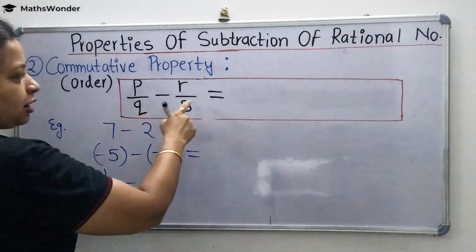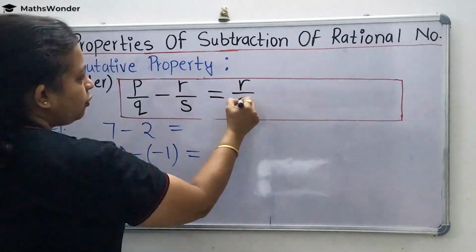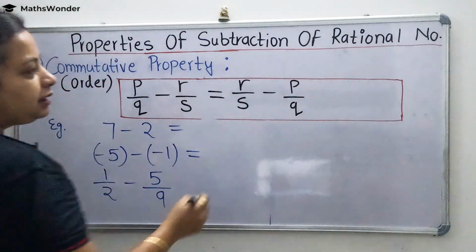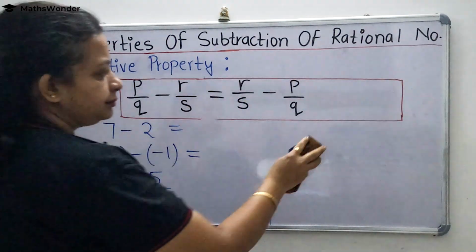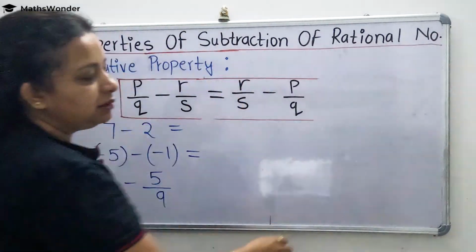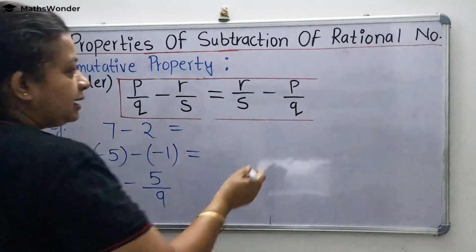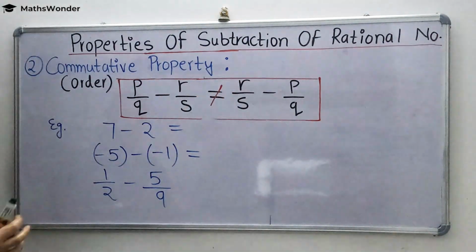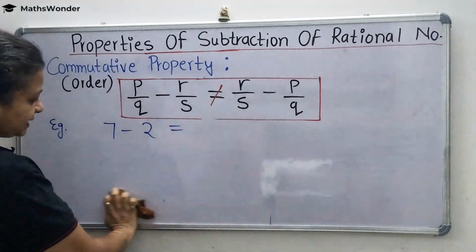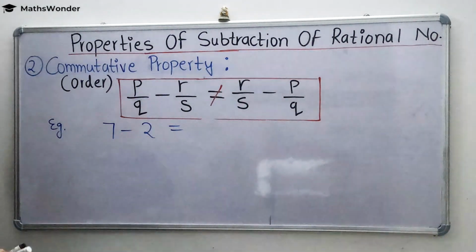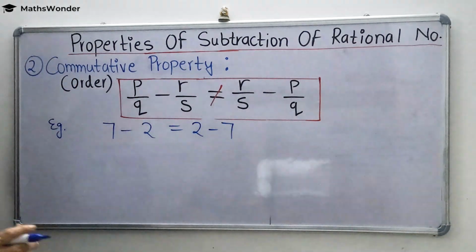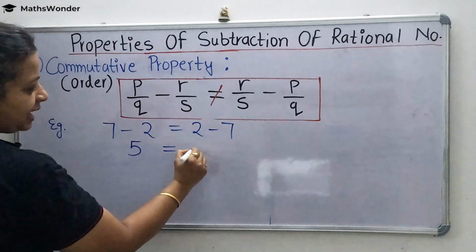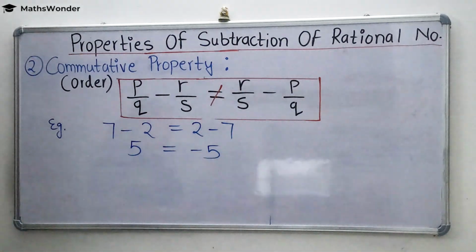P over Q minus R over S. If you change the order, R over S minus P over Q. Now check. Will you get the same when you subtract in a different order? When you change the order, you will get a changed answer. Suppose we take natural numbers like the last example, 7 minus 2, which is 5. When you change the order, 2 minus 7, you will get negative 5. See, both are changed.